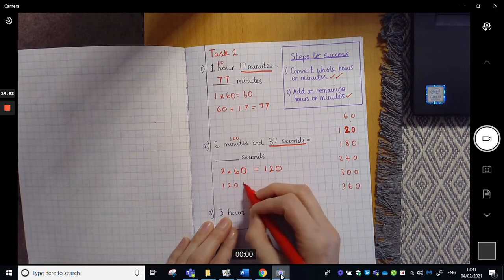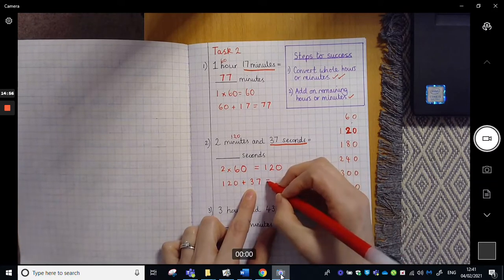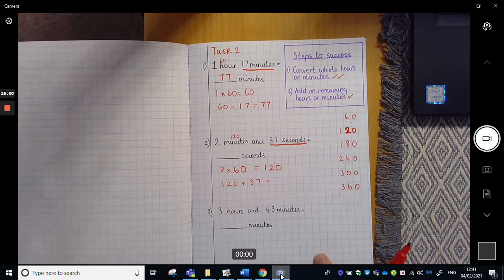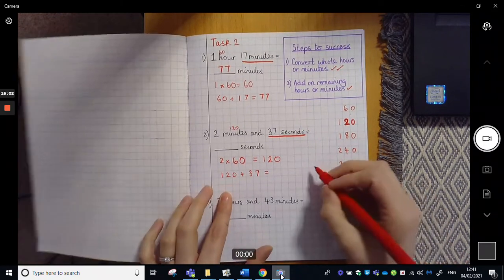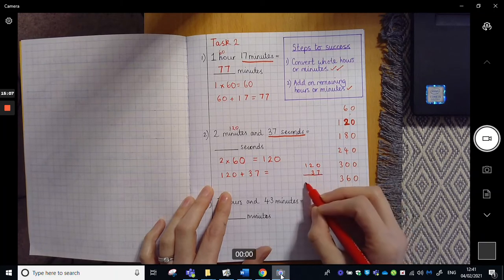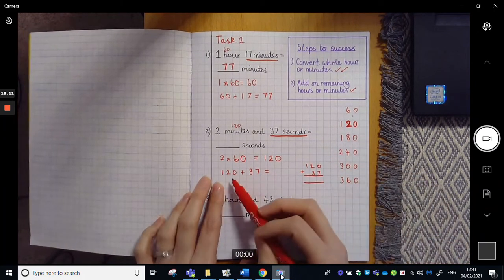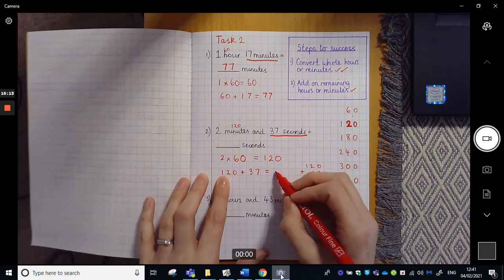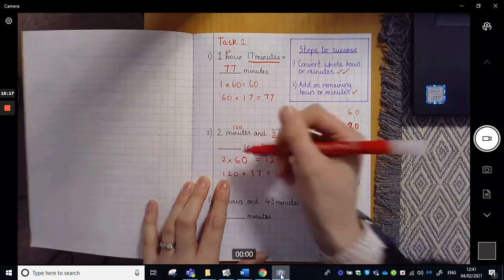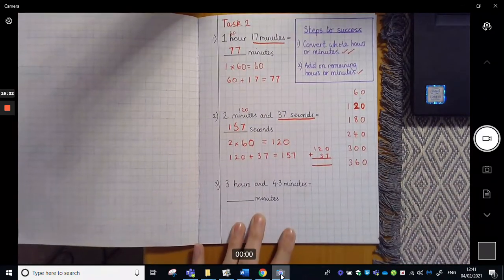So 120 add 37. Now, again, I can probably do this one in my head because I've got a 0 on the end of this one, so I can regroup easily in my head. If you do need to write it out, you could do this as a calculation, just making sure that you're lining up your digits correctly, okay? So 120 add 30 is 150, so 157. So 2 minutes and 37 seconds is equal to 157 seconds altogether.